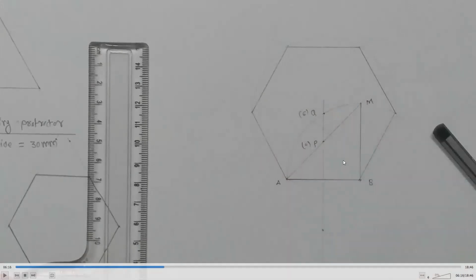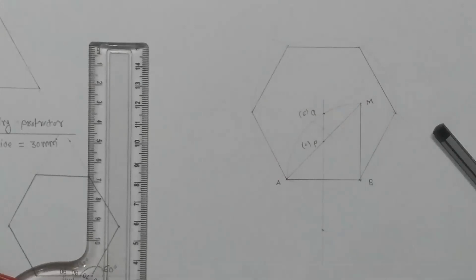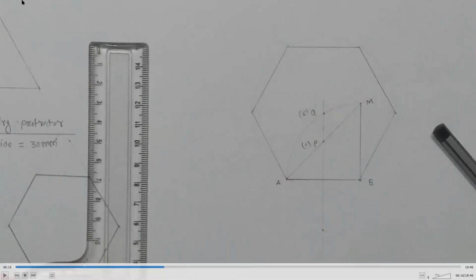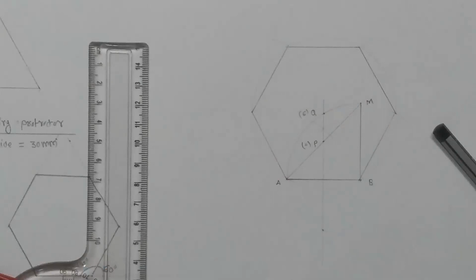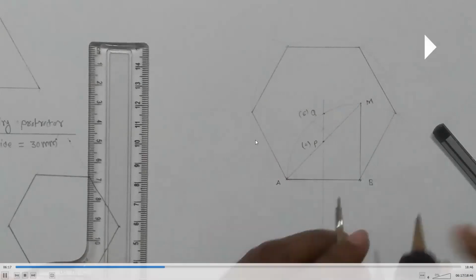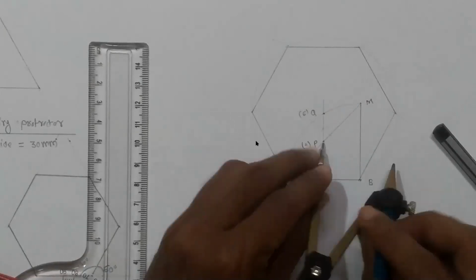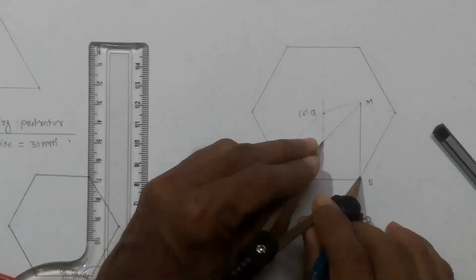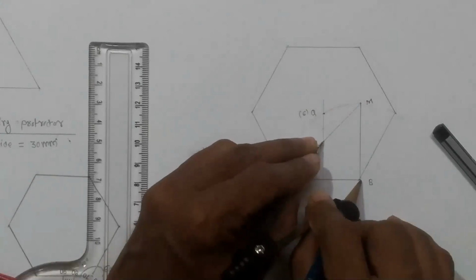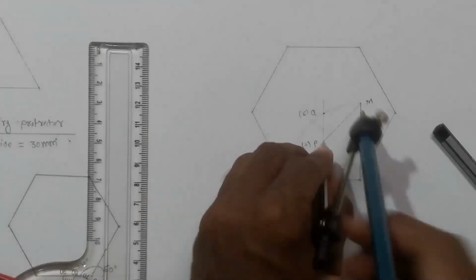Now if you take P as a center, then you can draw the square. Okay, and therefore I have written here 4. That means the polygon having 4 sides. So let us see how to draw that polygon, that is a square. Take P as a center, radius equal to PB. Draw the circle.